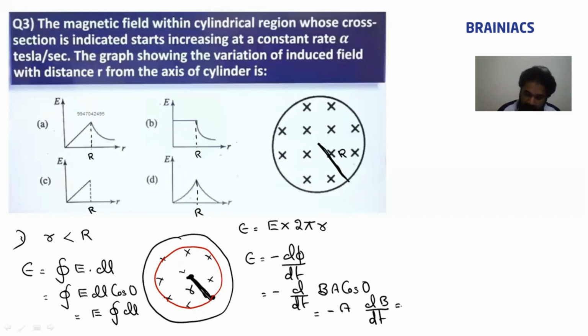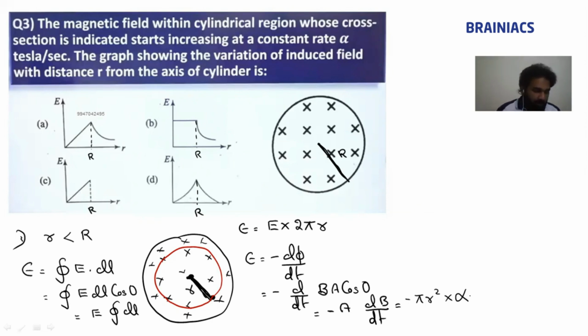So this is equal to what? A is what? Pi r square minus pi r square of this marked circle. Okay, so here again, here also magnetic field is there, but we have taken a point inside. Okay, pi r square into what? Alpha. Pi r square into alpha. dB by dt is given as alpha.